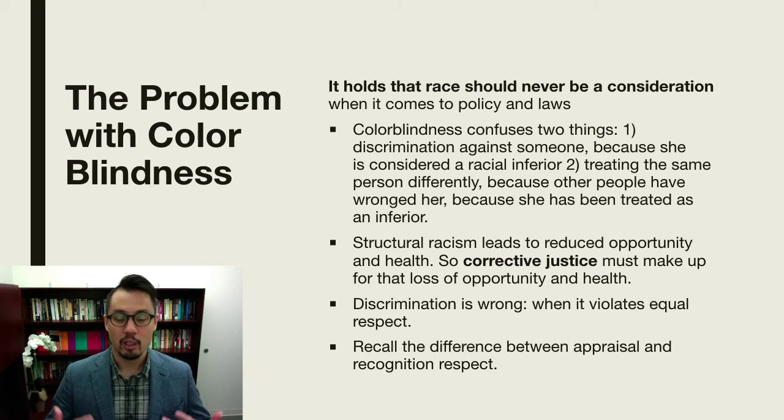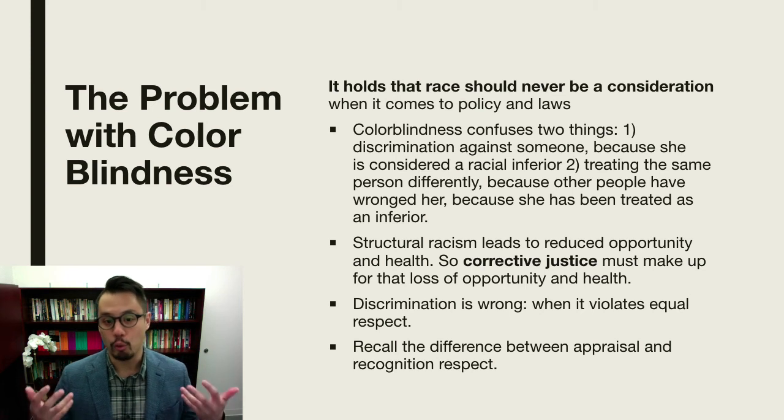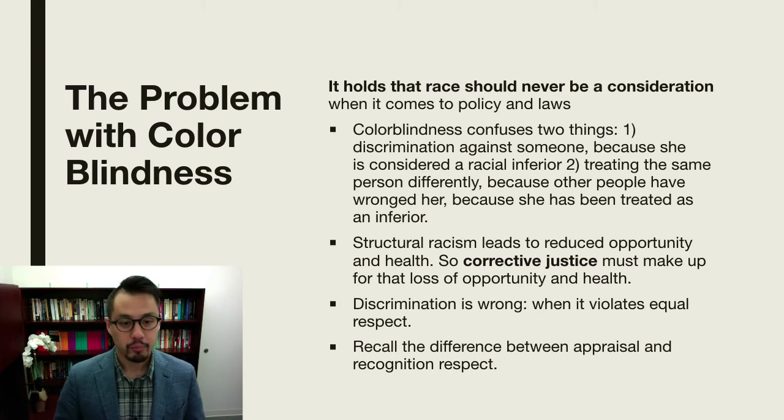So color blindness confuses really two different kinds of discrimination. Number one, a morally problematic kind of discrimination is when you discriminate against someone because she is considered a racial inferior. This is different from treating the same person differently because other people have wronged her, or because that person has been considered a racial inferior, in order to correct the situation. So structural racism, as we have seen, really leads to reduced opportunity and well-being. So one of the jobs of corrective justice then is to make up for that loss of opportunity and health.